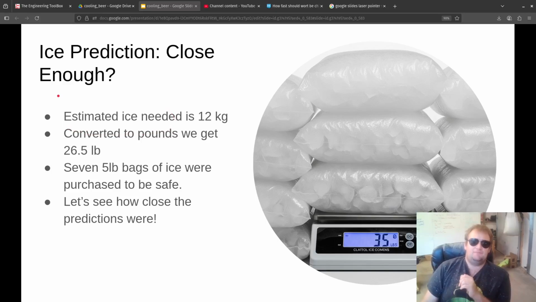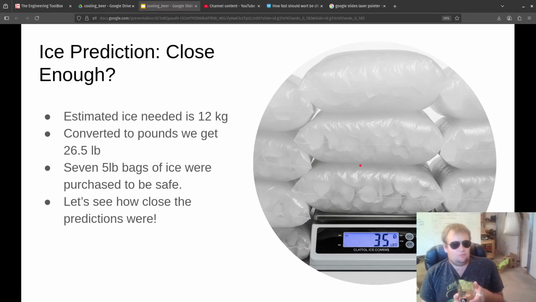This was obviously an AI-generated image there. And it actually generated this text too, but then I had to change it, of course, because it did it wrong. And I gave it the text. So, estimated ice needed is 12 kilograms. Converted to pounds, we get 26.5 pounds. I bought 7 5-pound bags of ice, which comes to obviously 35 pounds, which the AI told me here. See? Ooh.